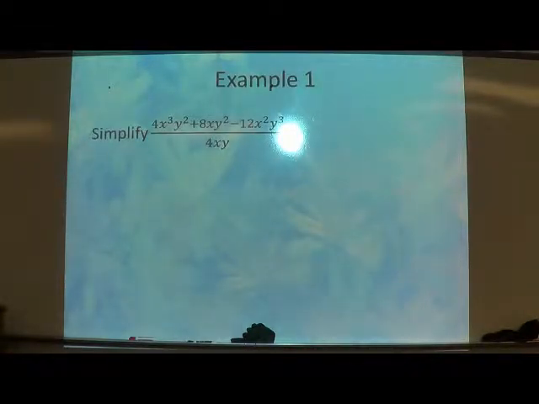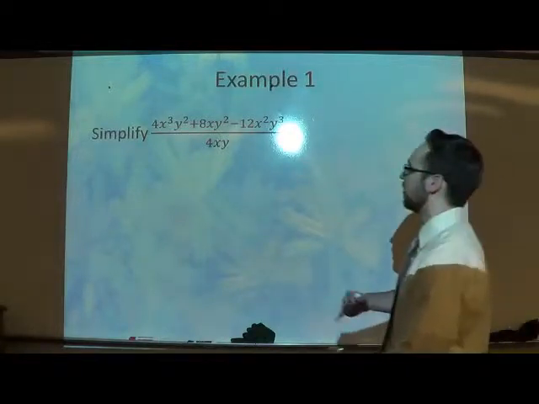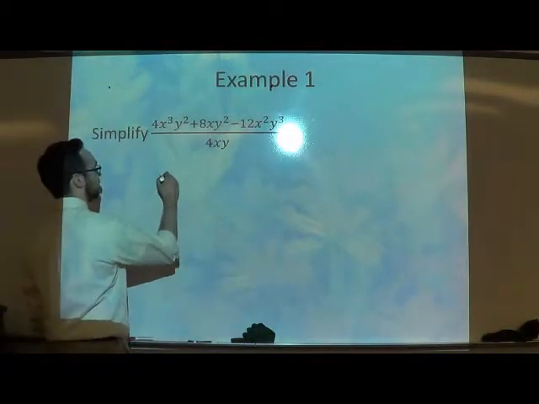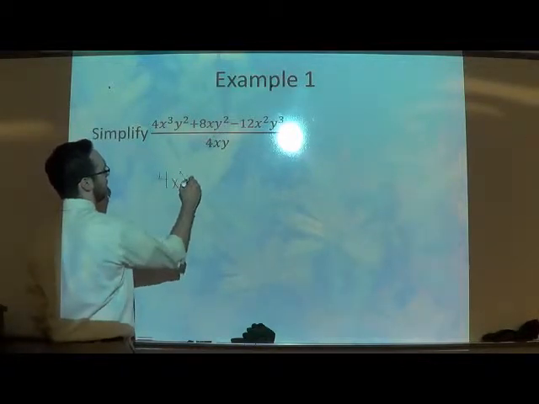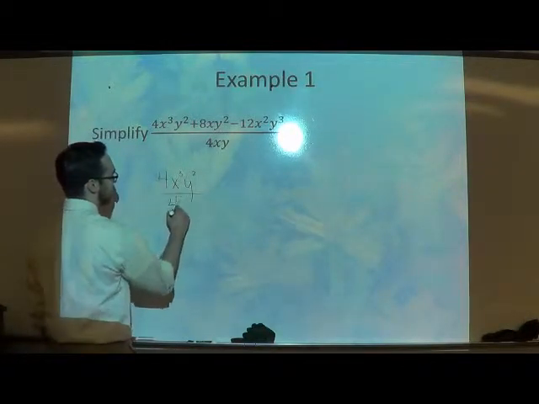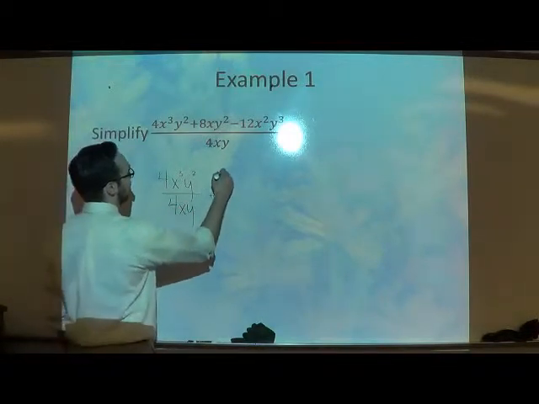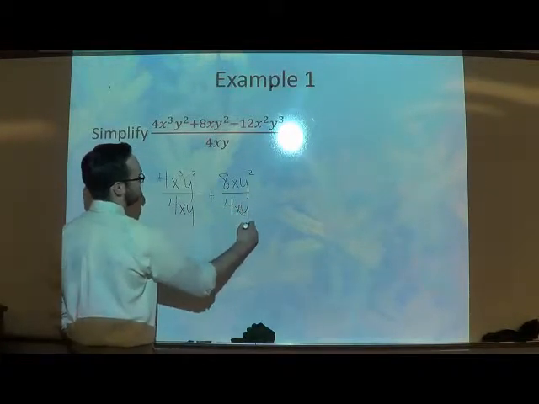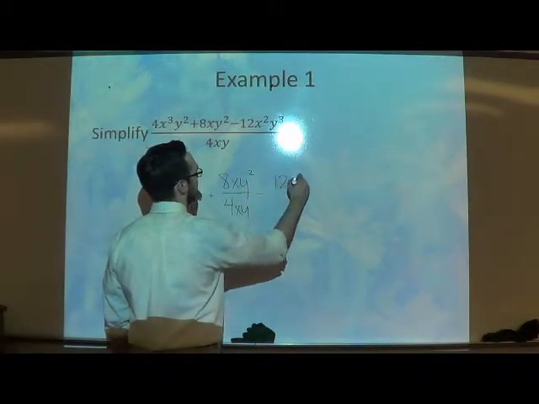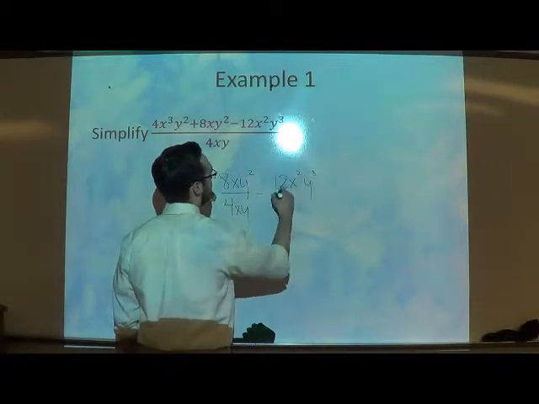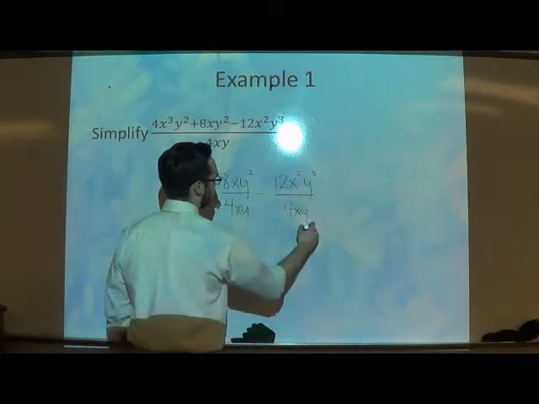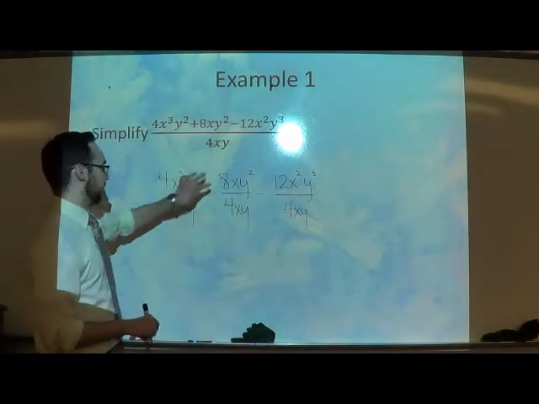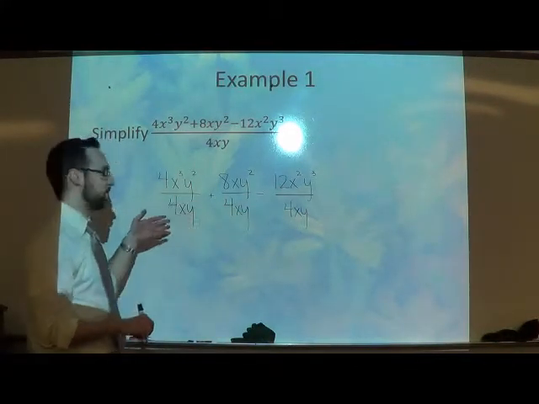For this particular one, when you have just one monomial that you're dividing by, so if you don't have a whole polynomial, if you just have one thing in the denominator, essentially we can just rewrite this and create several mini fractions out of it. Then we have plus 8xy squared over 4xy, minus 12x squared y cubed over 4xy. So I just distribute the denominator to each term, and now I can simplify using exponent rules.